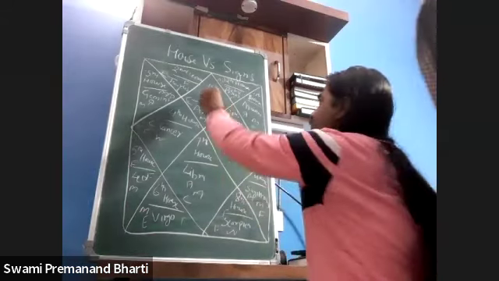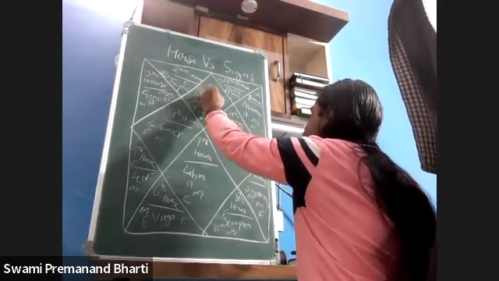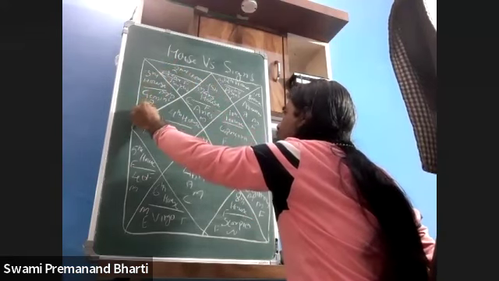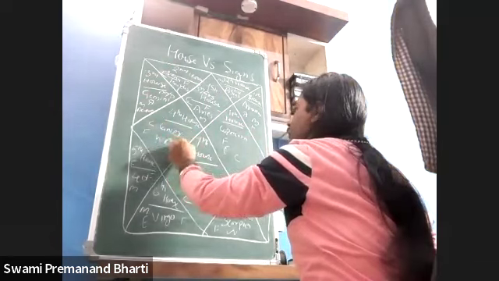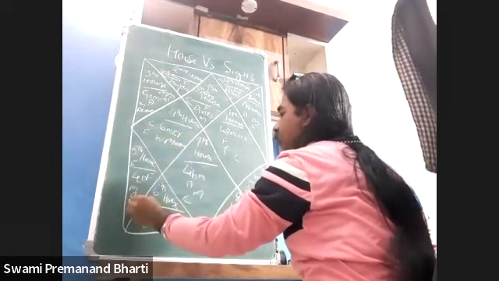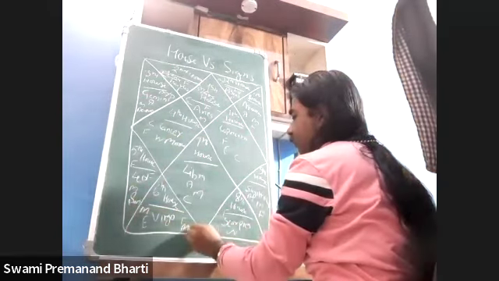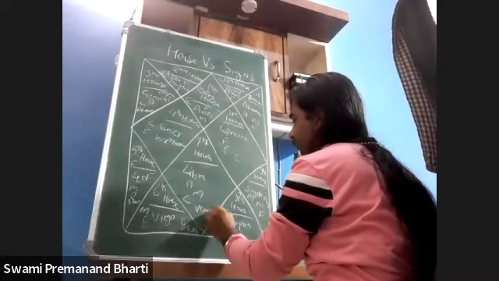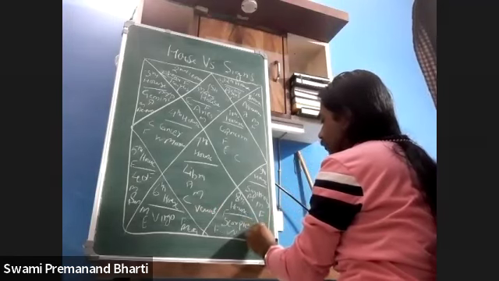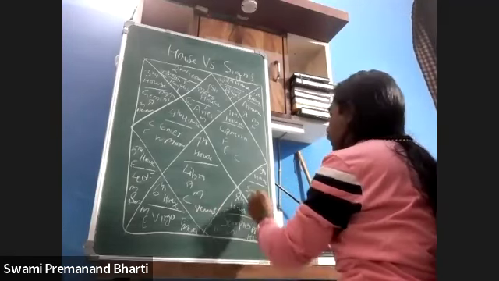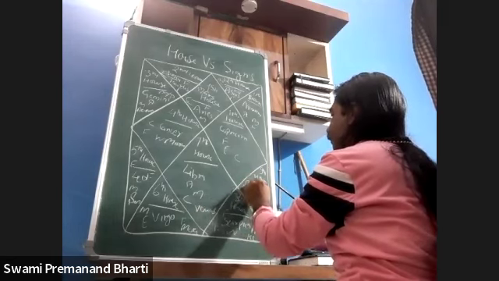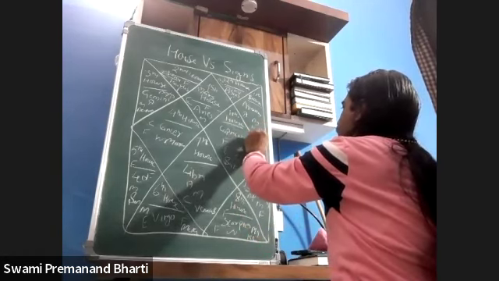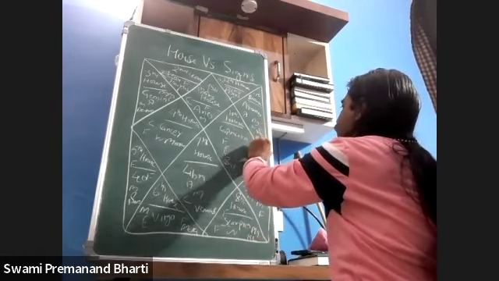So Aries is ruled by Mars, and Taurus is ruled by Venus, Gemini is ruled by Mercury, Cancer is ruled by Moon, Leo is ruled by Sun, Virgo is ruled by Mercury, Libra is ruled by Venus, Scorpio is ruled by Mars and Ketu both, Sagittarius is ruled by Jupiter, Capricorn is ruled by Saturn, Aquarius is ruled by Saturn and Rahu both, and Pisces is ruled by Jupiter.